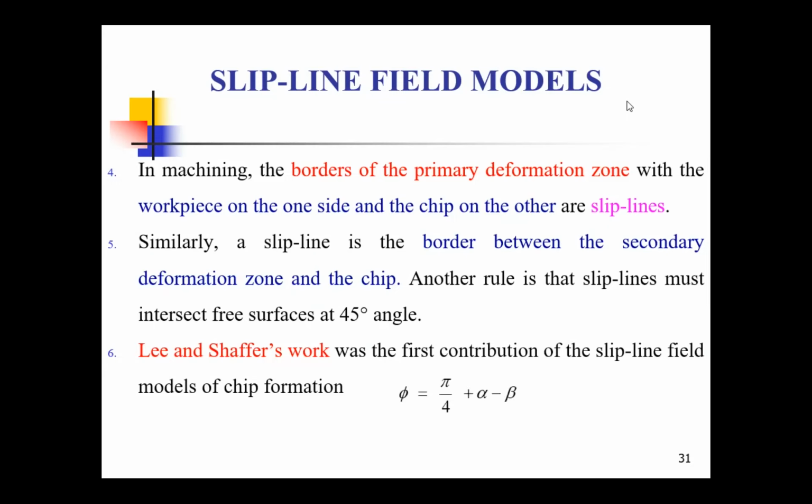There they gave the relationship between the shear plane angle, the rake angle and the friction angle. So phi is the shear angle or shear plane angle, alpha is the rake angle of the cutting tool, and beta is the friction angle. So phi equals pi by 4, where pi is 180 degrees, so obviously it is 45 degrees, plus alpha minus beta. This model is purely based on the slip line field models.